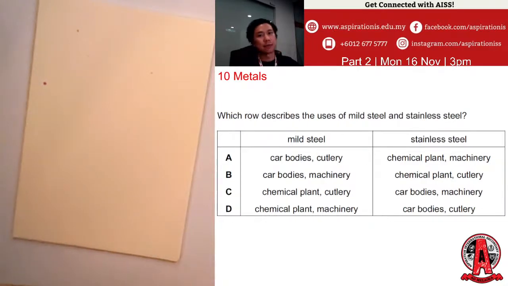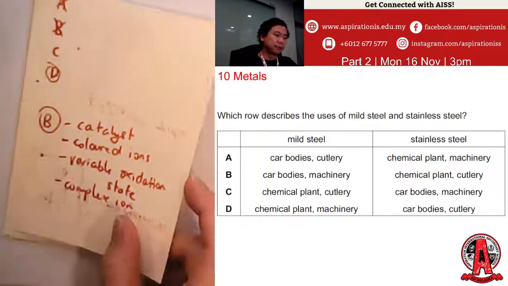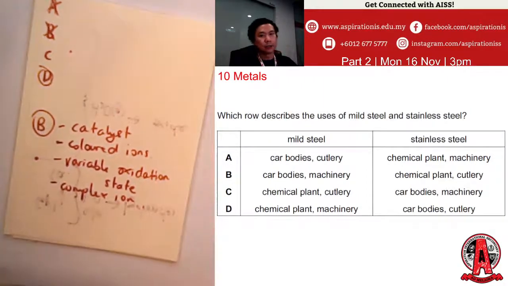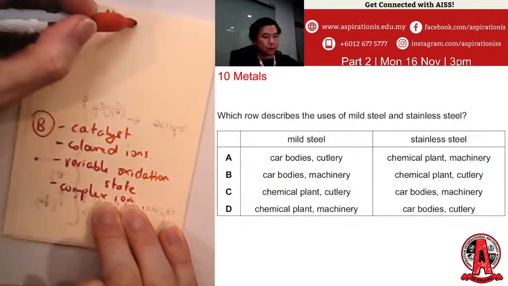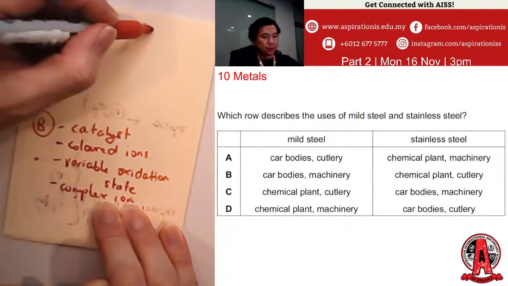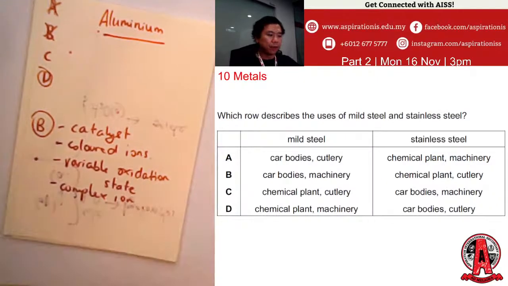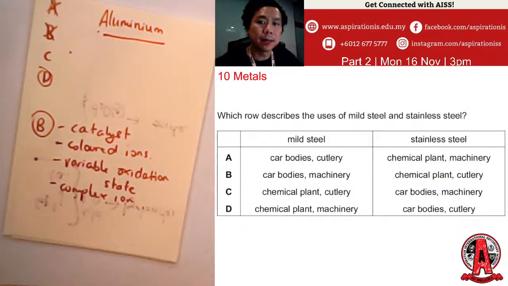Now who is missing from this? Well, aluminium is missing from this. So usually aluminium. What is the use of aluminium? Can you please key them in now? What is the use of aluminium? Yes, this answer is B. Car bodies, machinery for mild steel, and for stainless steel is chemical plant and cutlery.